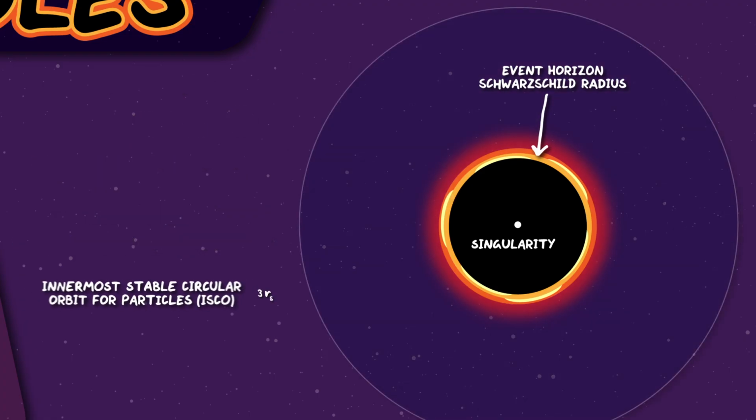Outside, at 3 times the Schwarzschild radius, is the innermost stable circular orbit, which is the minimum distance a test particle could orbit the black hole in a circle, and this marks the inner edge of an accretion disk of infalling matter around the black hole.